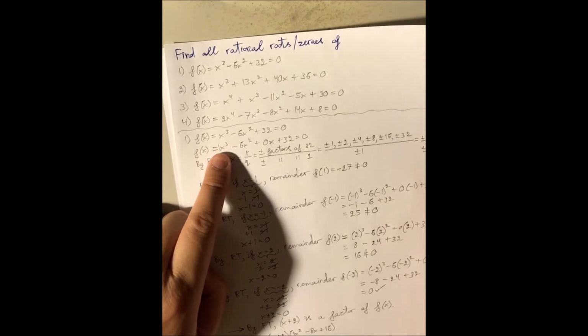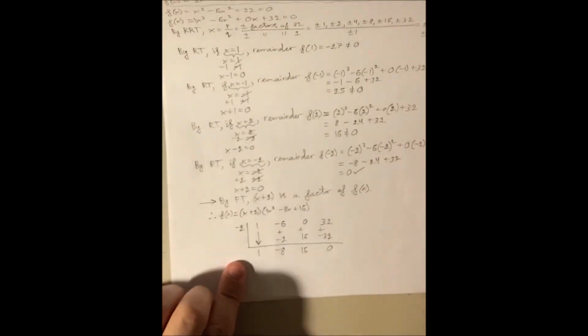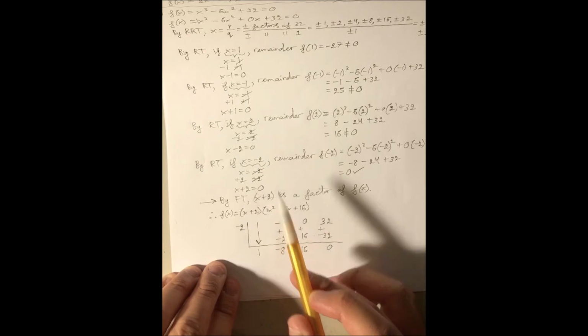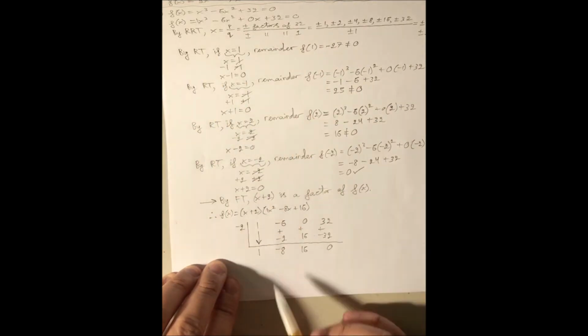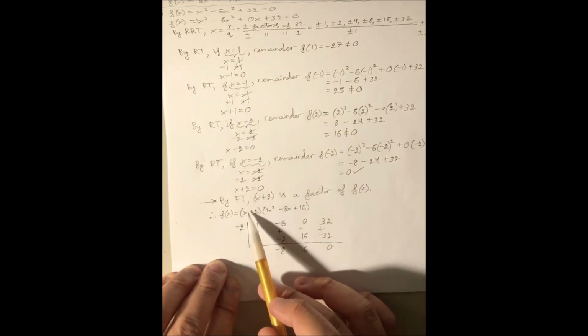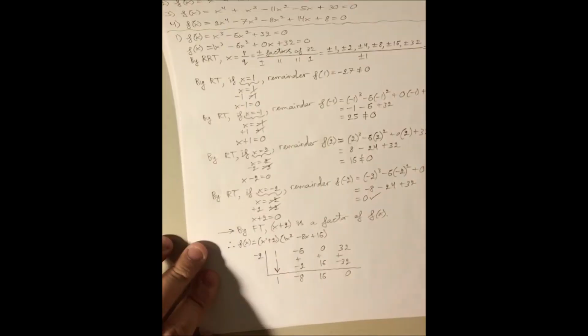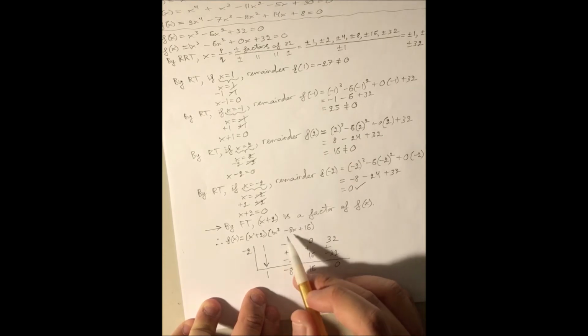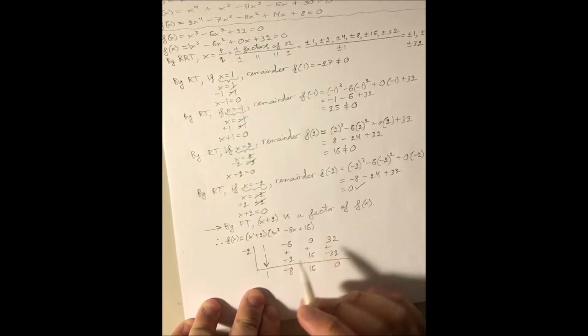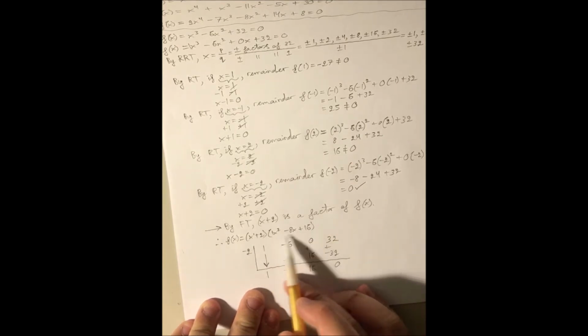So you have degree 3 here. You find one of the factors of this given function, you put it in here, and this factor has degree 1. So of course the next one has to be 1 degree less than the original. But anyway, we get x squared minus 8x plus 16. Now we have a quadratic expression here.